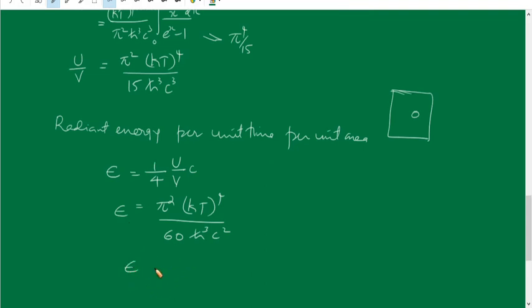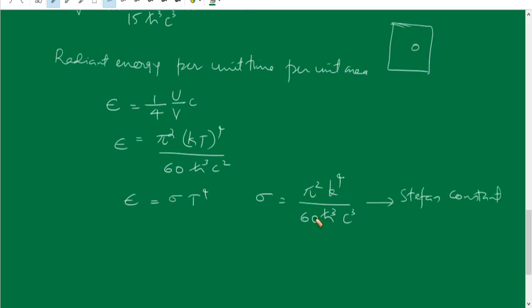So this can be written as sigma into T raised to 4, where sigma is equal to pi square k raised to 4 divided by 60 h-cross cube c square. All these are constants, and this is called the Stefan constant. These are universal constants. If you substitute the values, you will get 5.67 into 10 raised to minus 8.